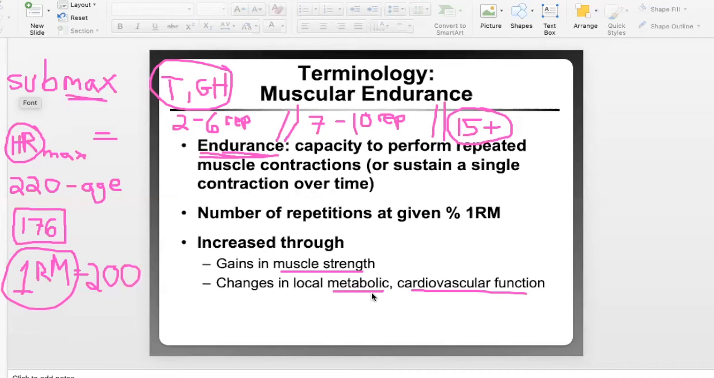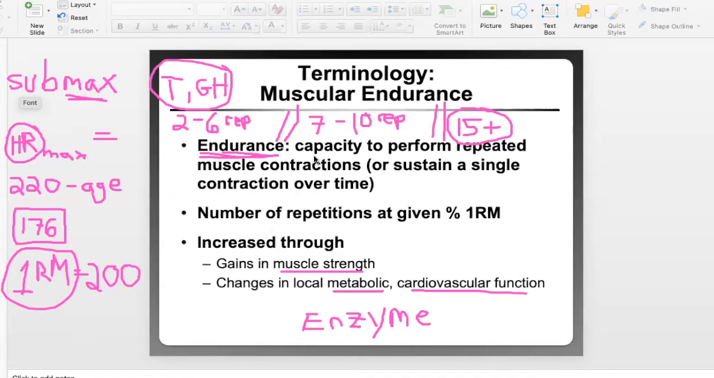Number of mitochondria grow. The size of the mitochondria grow. The ATPase and the enzymes that make it so that you can break down ATP start to become higher concentration, or your cardiovascular functioning improves, your blood vessels and your capillary concentration becomes higher. So your gains in muscular endurance are going to be because your muscles are growing and getting stronger, but mostly because you have metabolic and cardiovascular improvements.